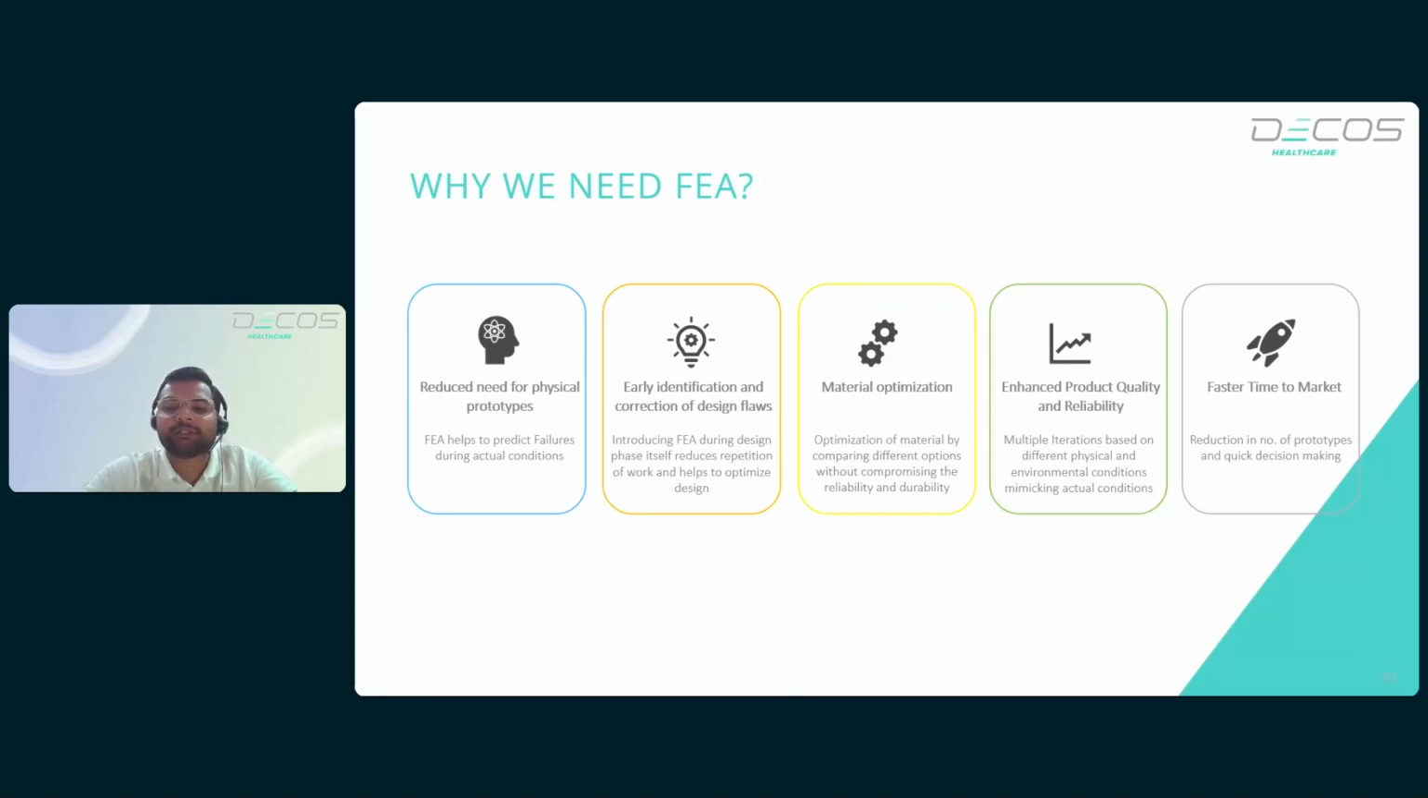As simulation facilitates changes in design, materials or manufacturing process, it becomes easy to assess the quality and reliability of the product, and to take measures to enhance quality and reliability. Faster time to market, yes, because the number of prototypes reduces, so you are able to reduce the overall product design and development cycle, and hence you can hit the market early, right?